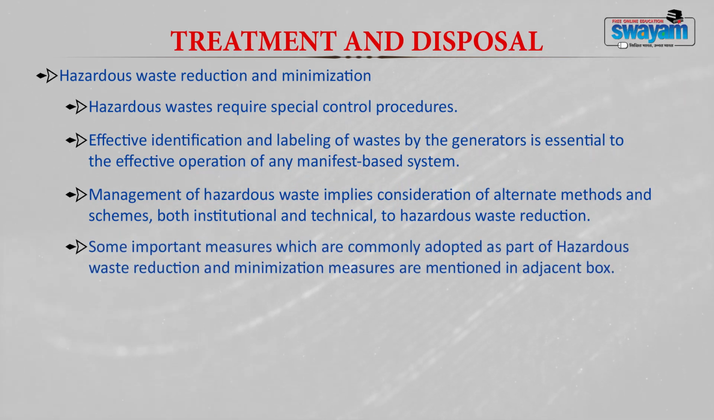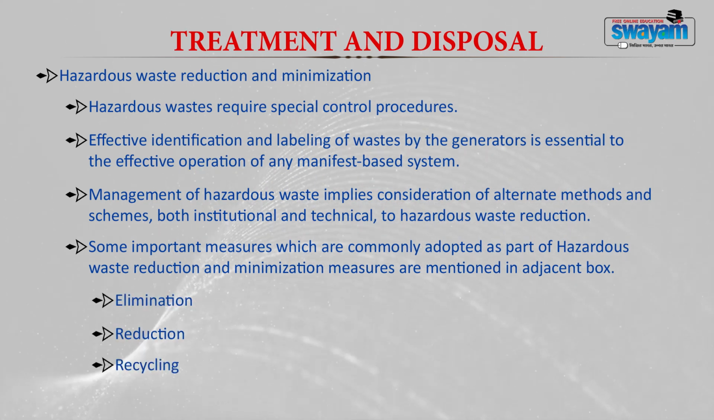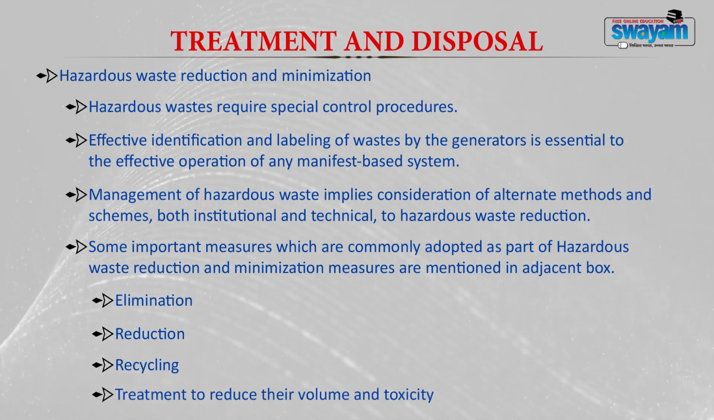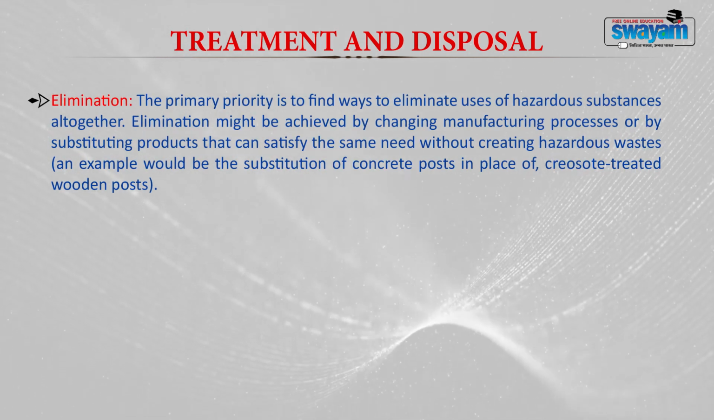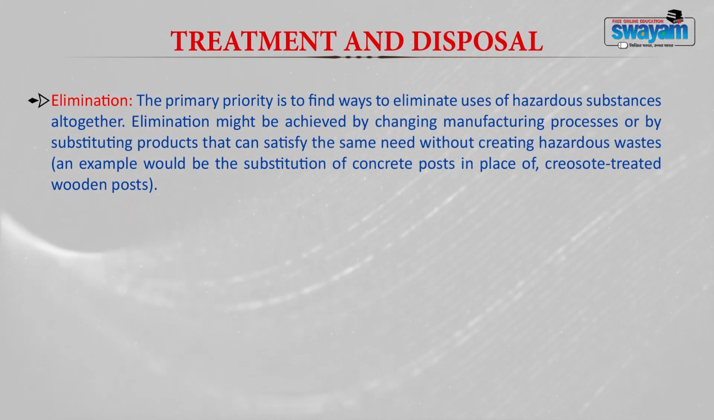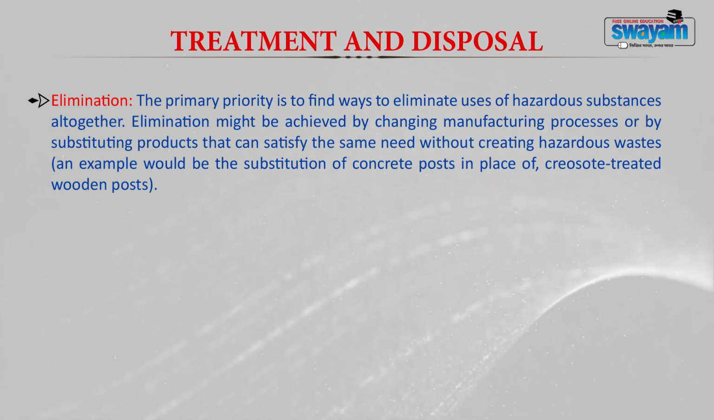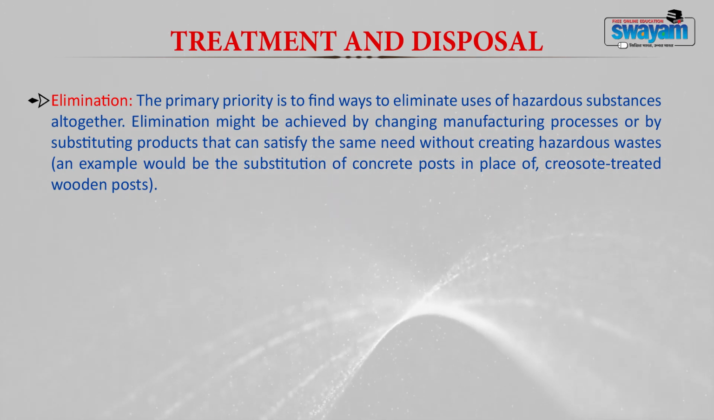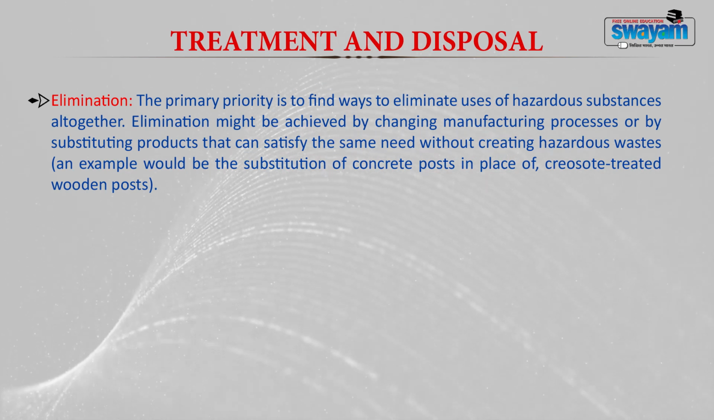Now, there are certain important measures which you have to adopt as part of your hazardous waste reduction and minimization measures. What are they? One is elimination, second is reduction, third is recycling, fourth is treatment to reduce their volume and toxicity. Now, what is elimination? Elimination is of prime importance. Before certain hazardous substances are produced, try to find ways to eliminate the use of these hazardous substances. The prime priority is to find ways to eliminate and use other alternate materials so that you can avoid the generation of hazardous substances.